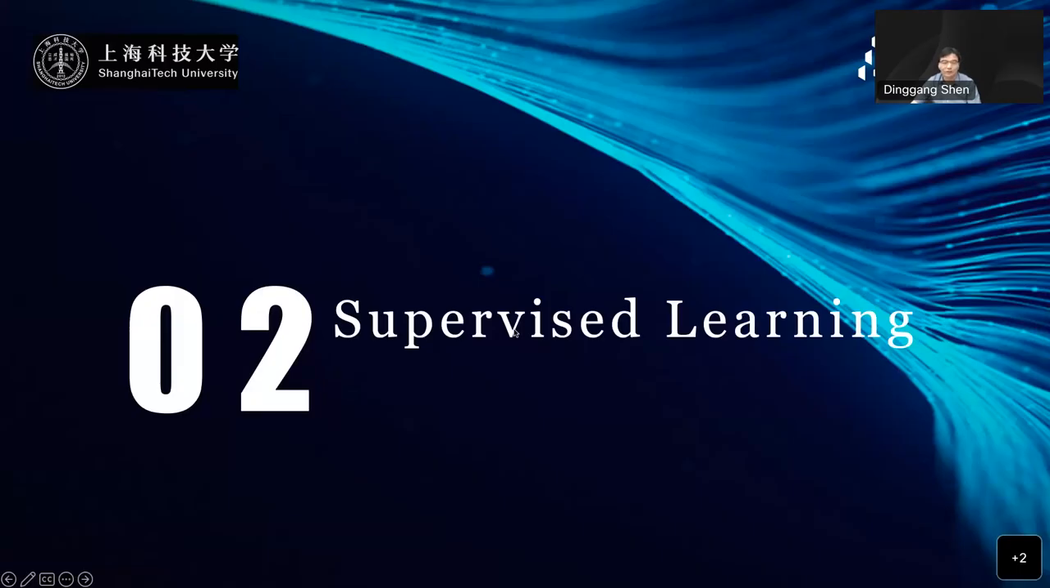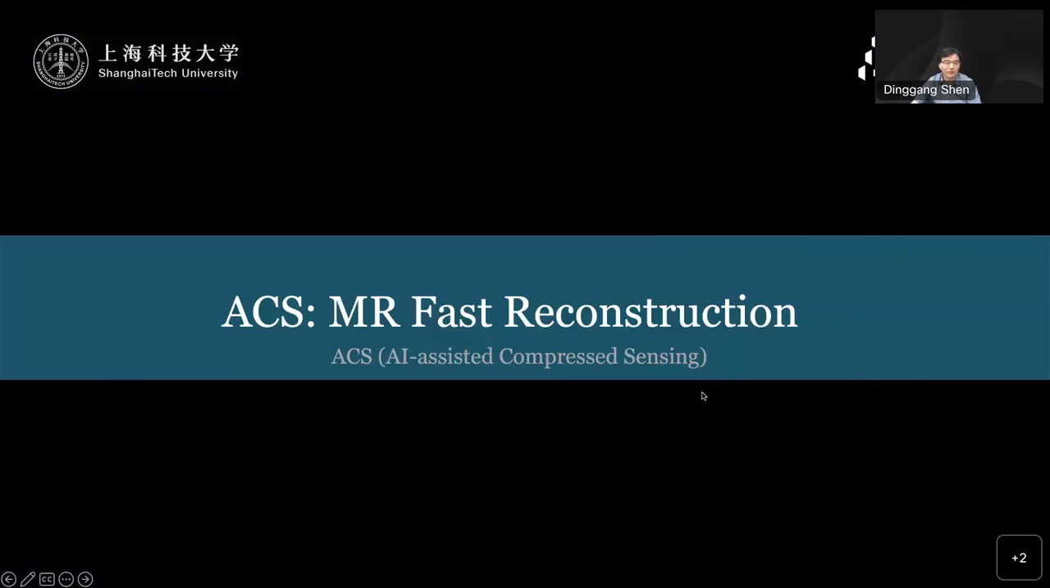So first, I'm going to talk about some supervised learning methods we actually did for image reconstruction. In particular, I'm going to talk about three techniques. ACS is AI-based compressed sensing for MRI reconstruction. DATA is a deep learning algorithm for low-dose CT reconstruction. And hybrid DOI actually is for fast PET reconstruction. So I will introduce them one by one in my talk.